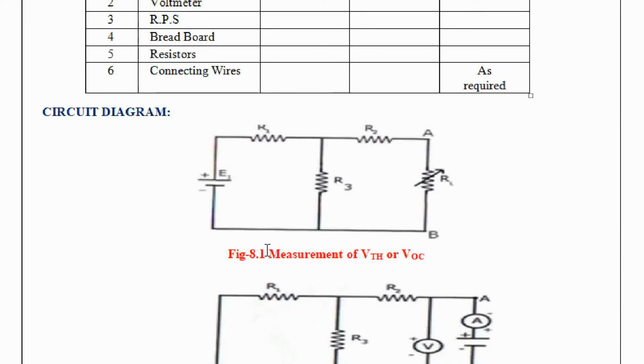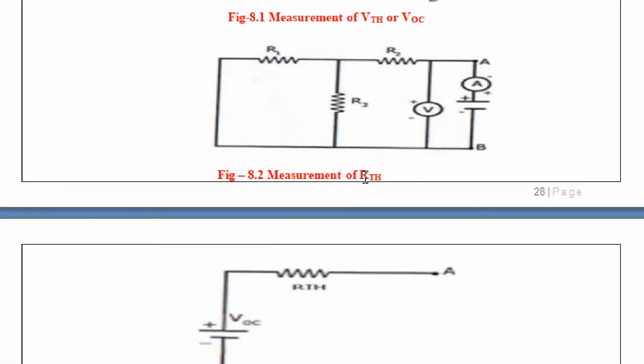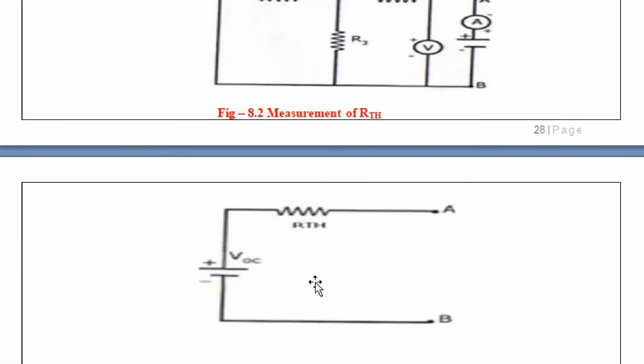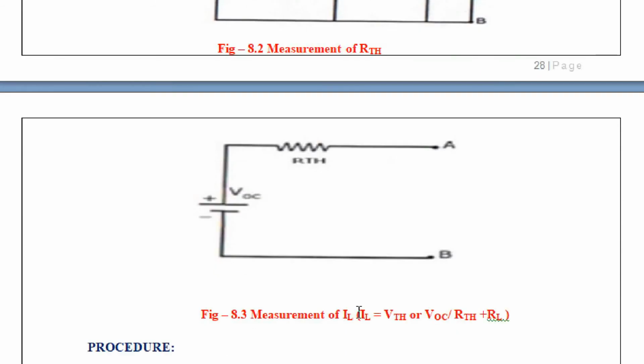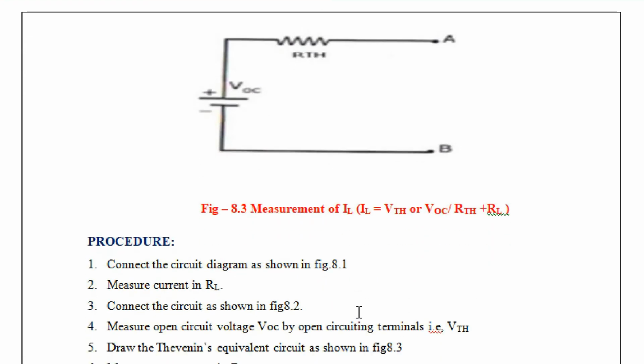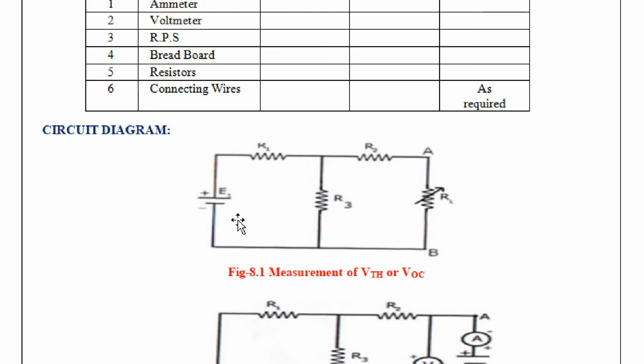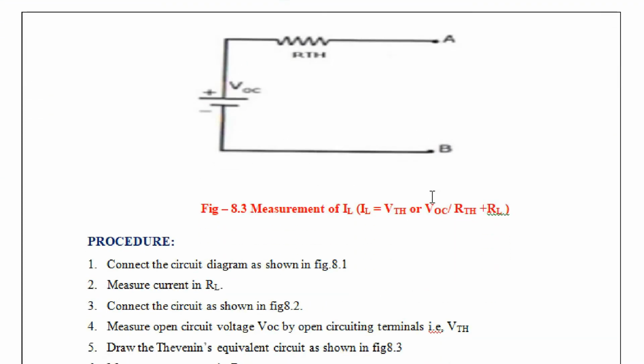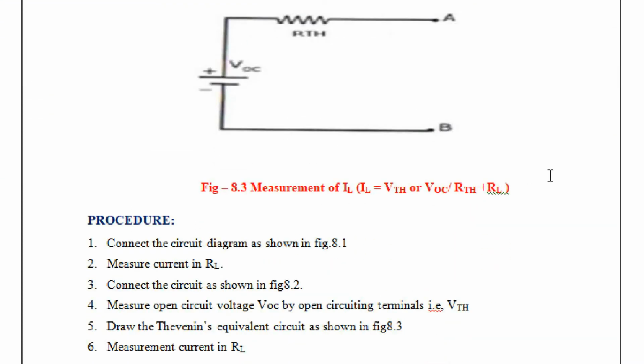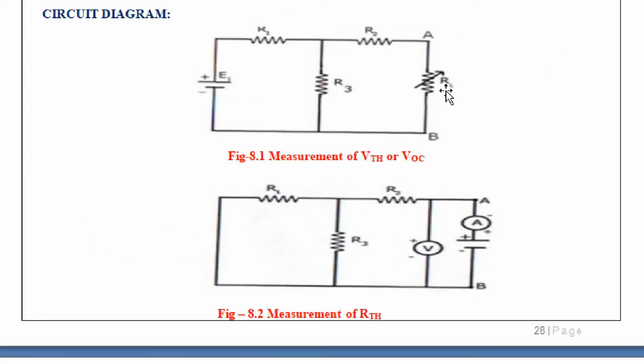And this is the measurement of RTH. This is a circuit which shows measurement of IL, that is short circuit current. So here we need to follow some procedure: connect the circuit as shown in figure 8.1. So like this we need to connect. This is your voltage source and this is your variable resistance. And measure the current in RL, that is load resistance, by using the ammeter.